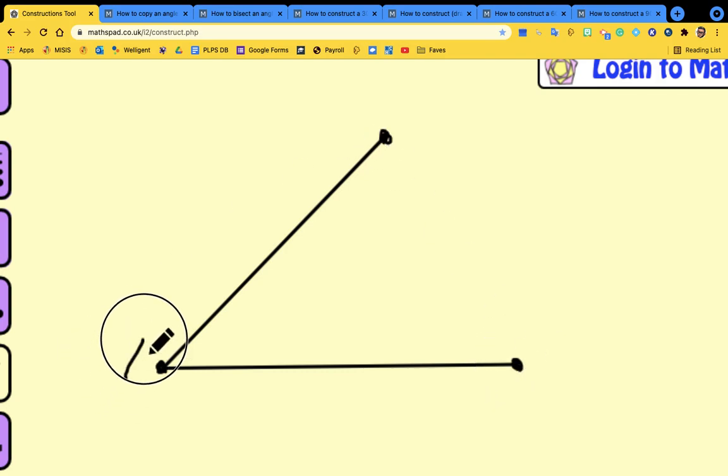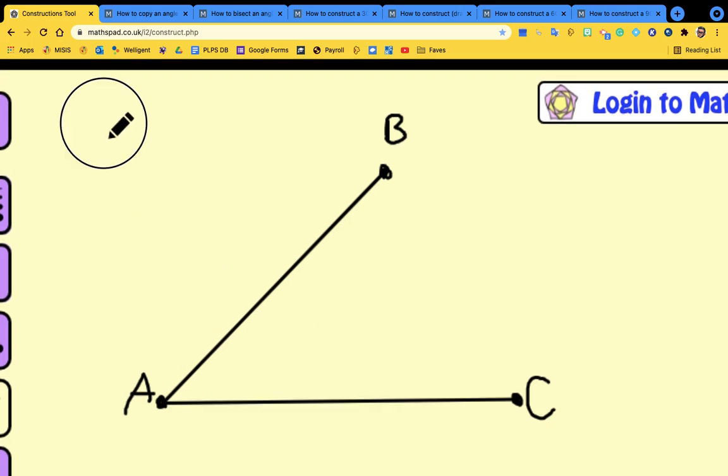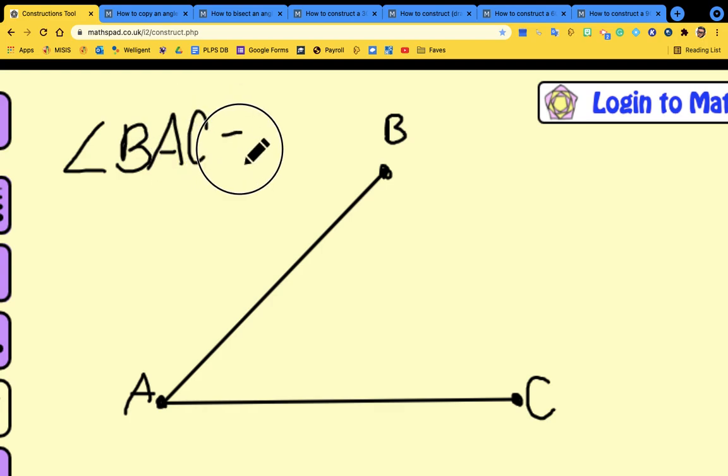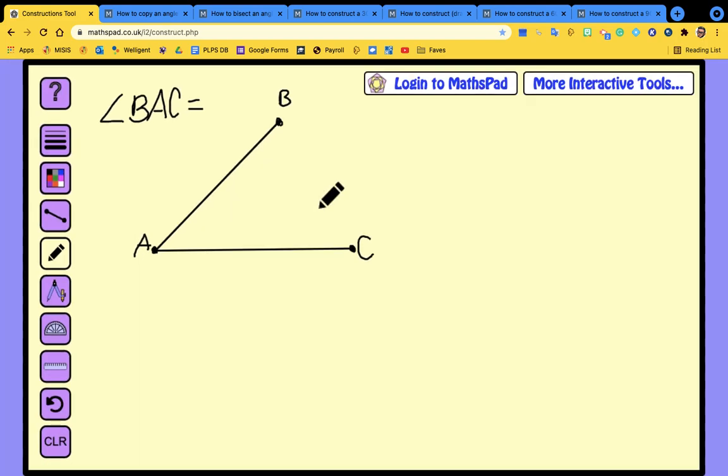I'm going to call this A, B, and C over here. Now this angle, we call it angle. Remember, this has to be the middle point, so it could be BAC or CAB. I'm going to call it BAC. So how much is angle BAC?